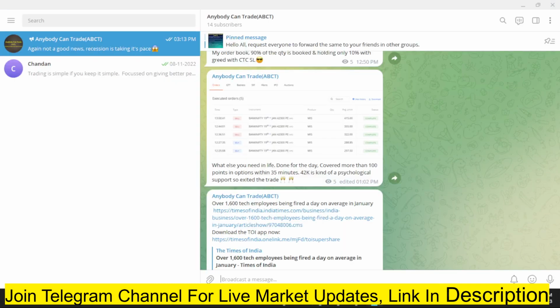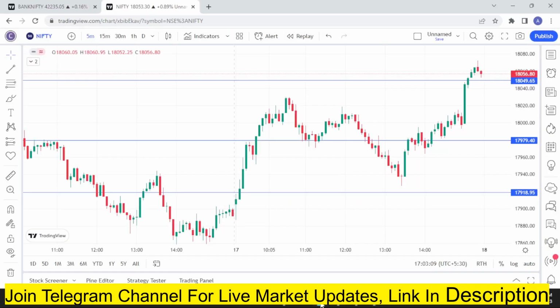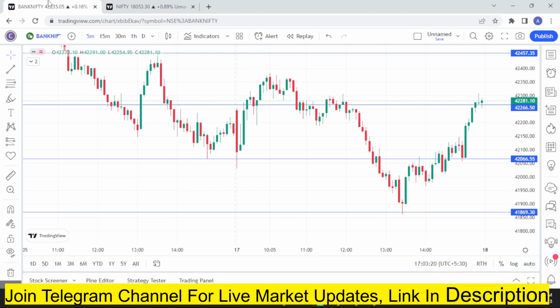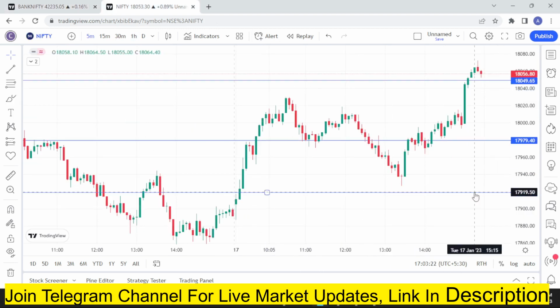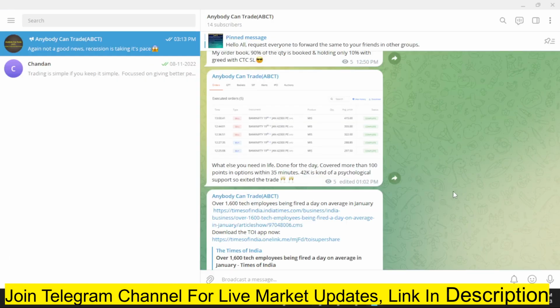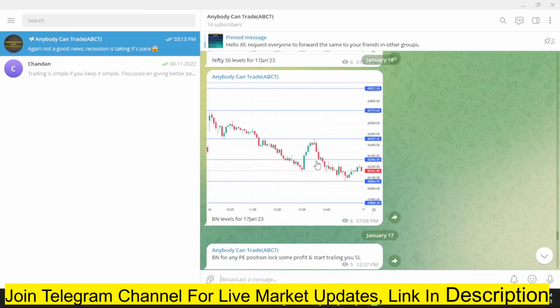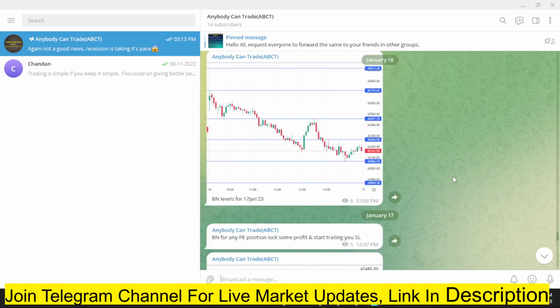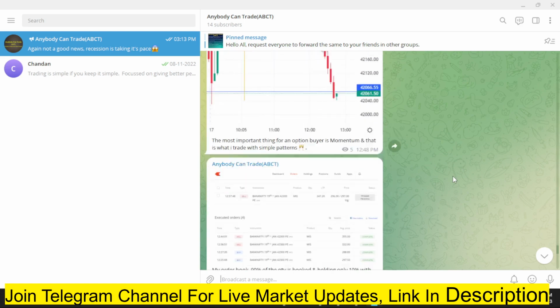Traders, you can also get such live market updates and support by joining the Telegram channel. You can also see how nicely these levels are getting respected in these blue color lines. Whatever I share in my Telegram channel gets respected during market hours also, and I share these levels one day in advance with all my Telegram channel subscribers. You can see I shared all these levels yesterday, on January 16th, and they are getting very nicely respected during market hours also.